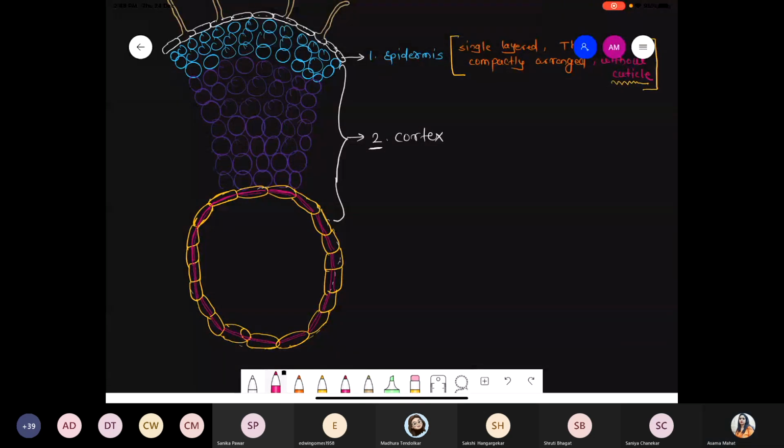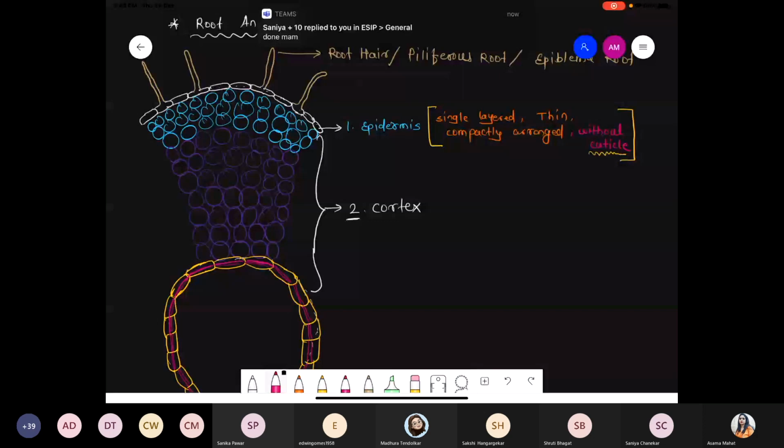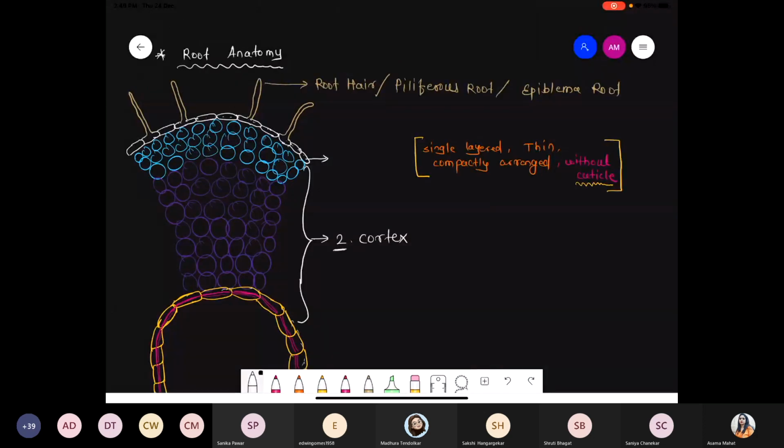Okay, others, done this part. Should I start with the explanation? Okay, Vaibhavi. ठीक है, चलो. So we start from this light blue color. ठीक है. Such layer, this one.